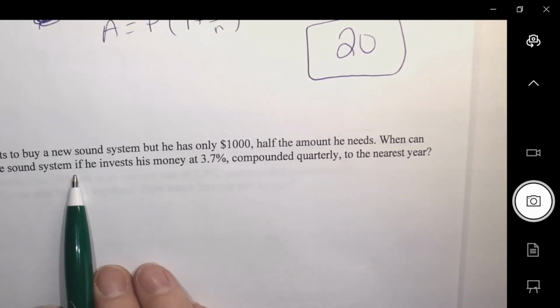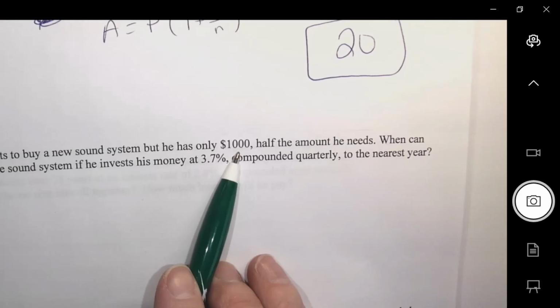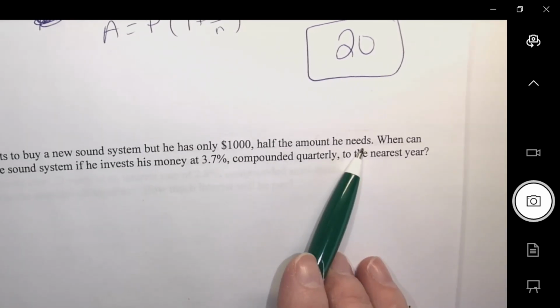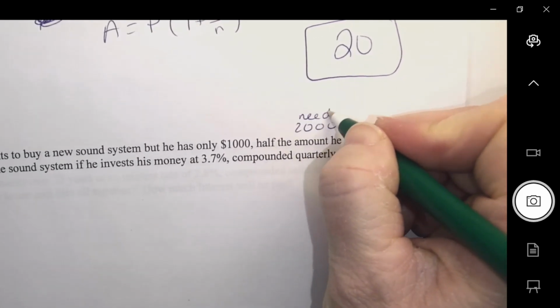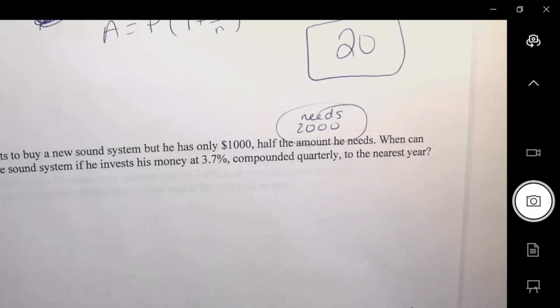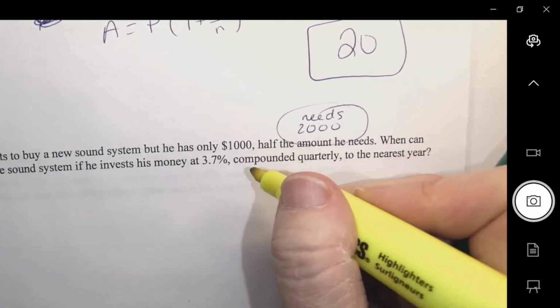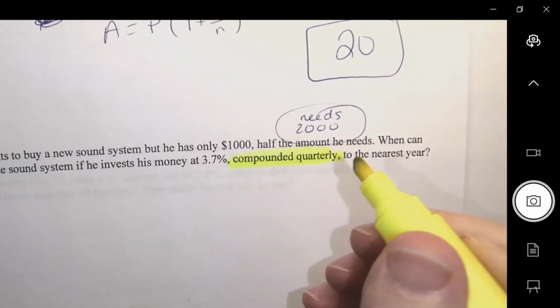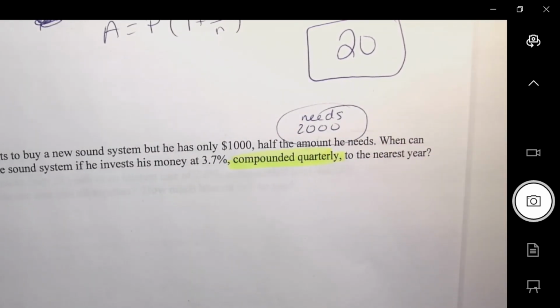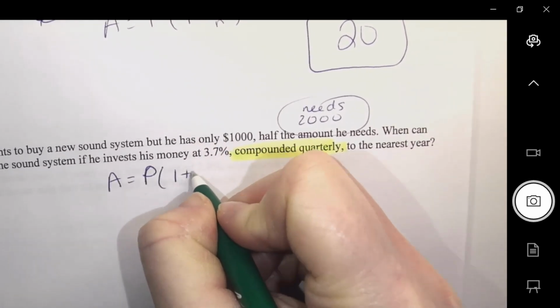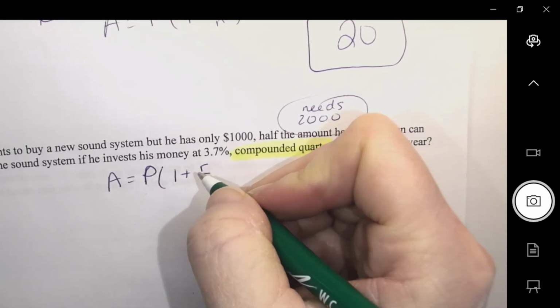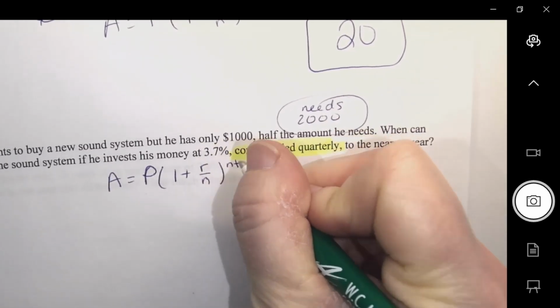Okay, Tran wants a sound system. He has $1,000, but that's only half of what he needs, so he needs to get to $2,000, right? When can he buy a sound system if he invests his money at 3.7% compounded quarterly, to the nearest year? Compounded quarterly. So I'm going to start with the formula.